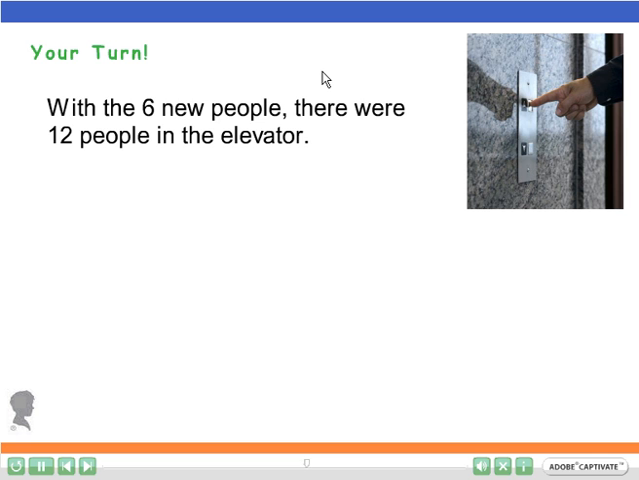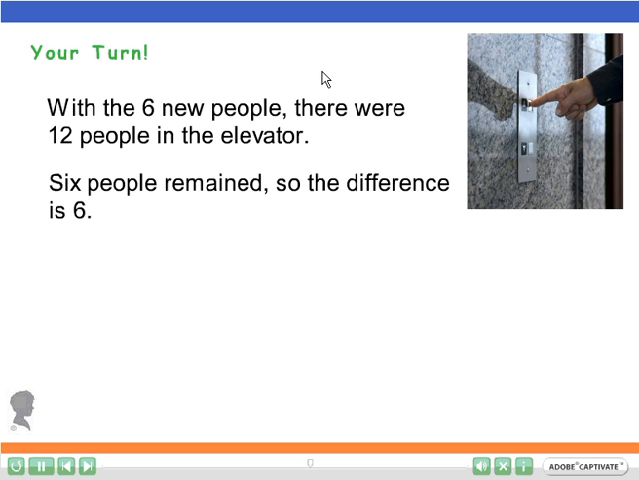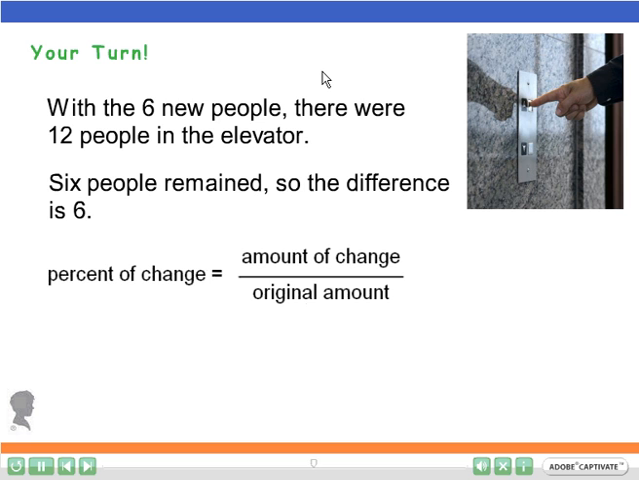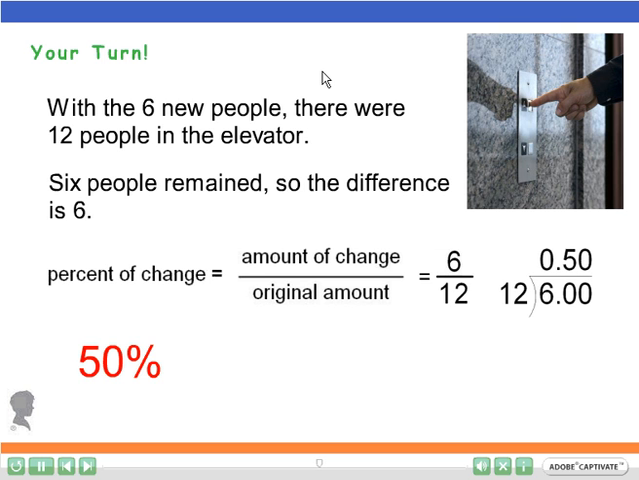With the 6 new people, there were 12 people on the elevator before the doors opened on the 9th floor. 6 people remained, so the difference is 6. The ratio showing percent of change would be 6 to 12. Completing the division gives you the decimal equivalent of 50 hundredths, or 50%.